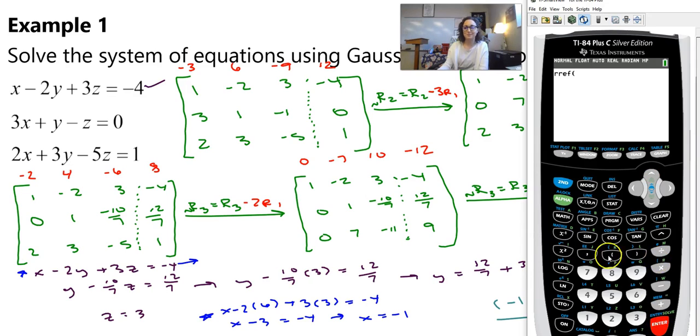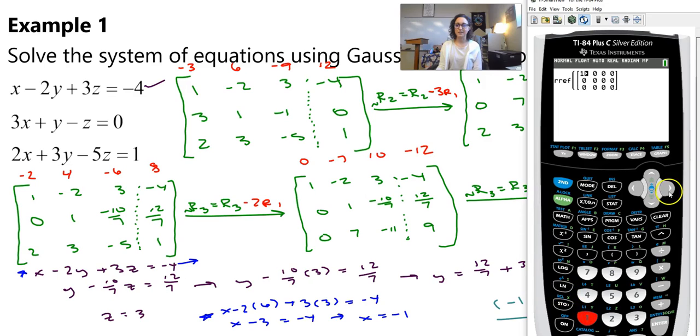Then I need to type in my matrix. So go alpha F3. Your matrix submenu is in F3, so alpha zoom. And now I created a 3x4, okay? So make sure you've got 3 rows, 4 columns. And then we're going to hit OK. And then we're just going to enter our matrix.